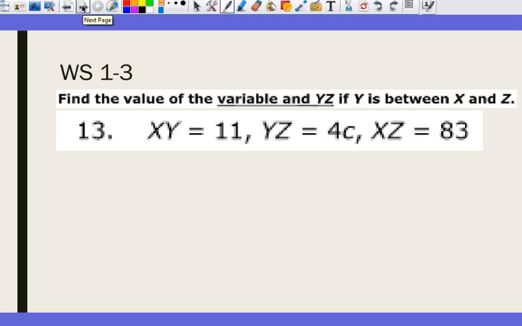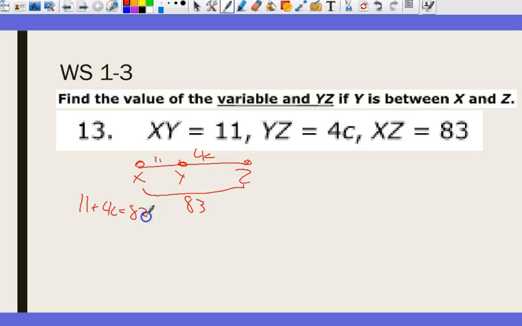Last one. We did 15 in class, so as long as they wrote something, they should get it right. We have X, Y, and then we have our Z here. We're trying to find the variable, and we're trying to find YZ. We know XY is 11. YZ is 4C. We know the entire thing is 83. So we know 11 plus 4C is equal to 83.